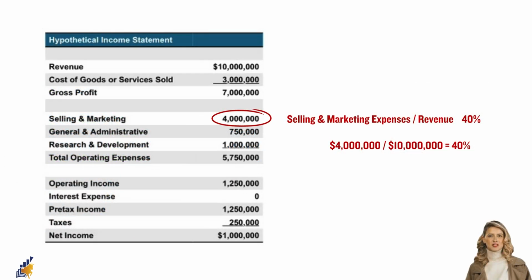Now we'll turn our attention to sales and marketing. Let's first go over the definitions. Then we'll get to the insight. The sales and marketing expense ratio is equal to the sales and marketing expenses divided by revenue. In our example, it is 40%. Our hypothetical company spends 40 cents of every dollar of sales on selling, advertising, and marketing expenses.